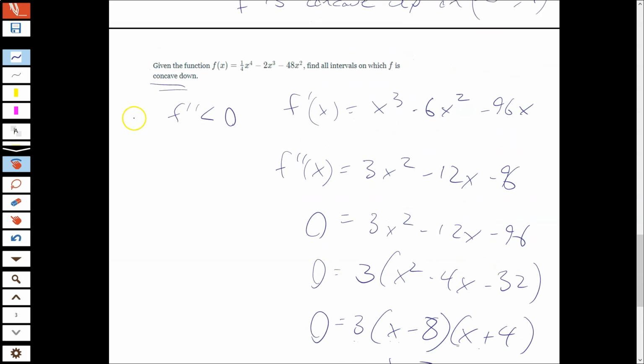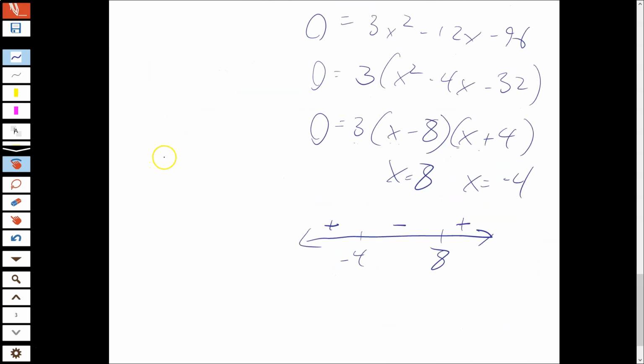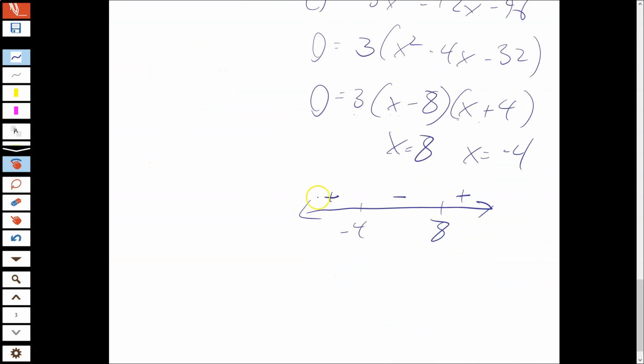Remember, we are looking for concave down intervals, so we're looking for the negative region of my sign chart. So here, I'd say f is concave down on the interval negative 4 to 8. Okay.